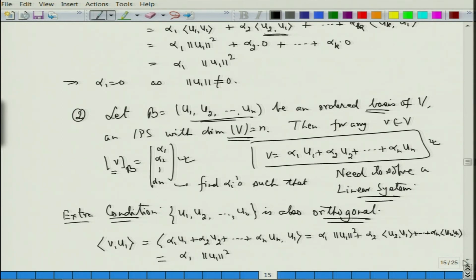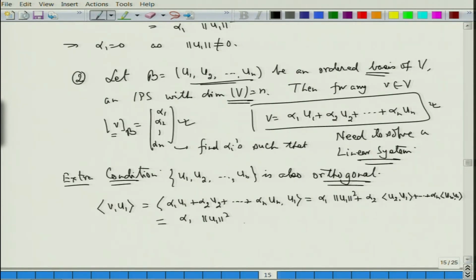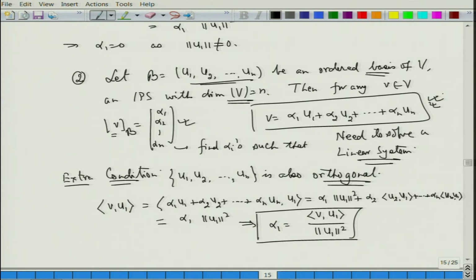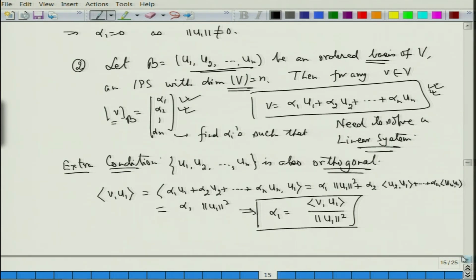All right. So what it tells me is that this will imply that alpha 1 is nothing but the inner product of v with u1 divided by the length of u1 squared. That's all. So in place of solving a linear system and getting the coordinates, I can get them directly. This is more important for me, that I don't have to do any calculation. I just have to find the inner product to get my coefficients here. Is that okay? That's one thing.